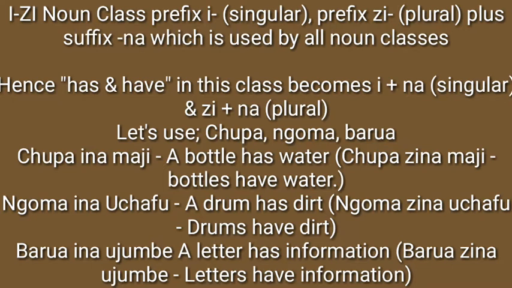The I-ZI noun class uses prefix I for singular and prefix Z for plural, plus of course the suffix na, which is used by all the noun classes. Hence, has or have in this class becomes I plus na, which is ina, for singular, and Z plus na, which becomes zina, for plural. And let's use chupa, a bottle, ngoma, a drum, barua, a letter.